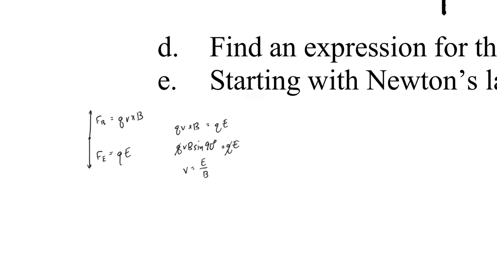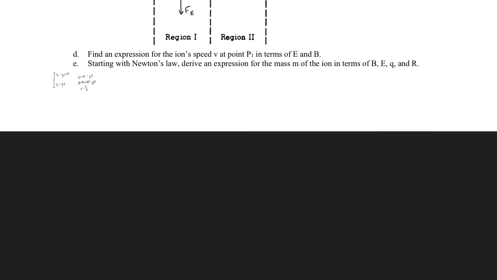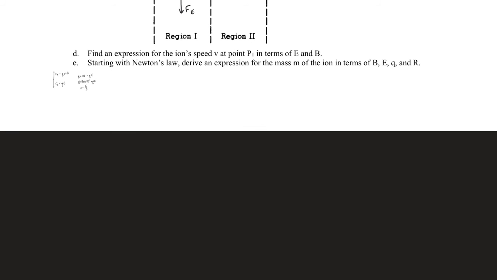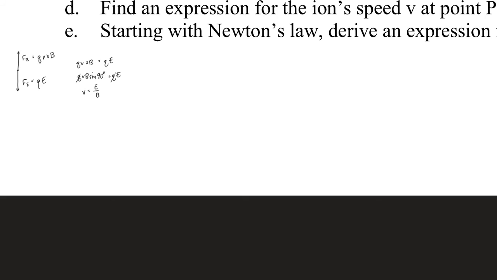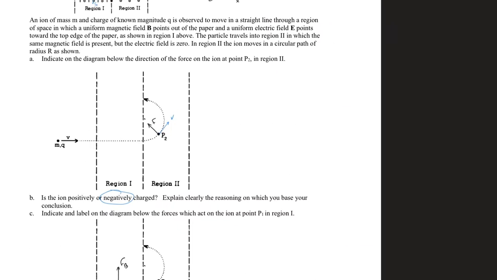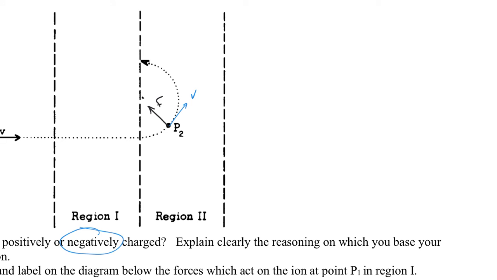All right, so let's look again. Question E, starting with Newton's law, derive an expression for the mass m of the ion in terms of B, E, Q, and R. So let's do this over here by the picture. They say start with Newton's law. Which law are we talking about in region 2?